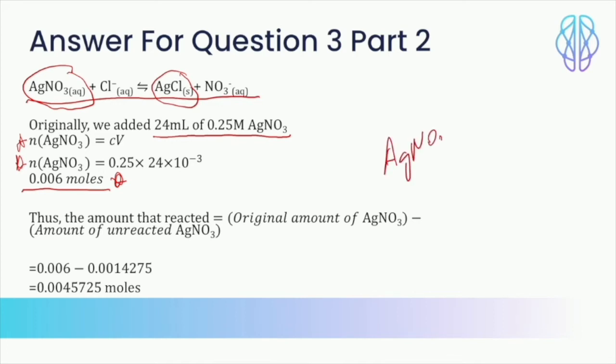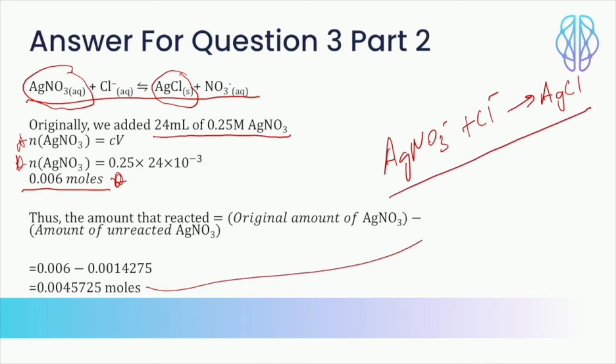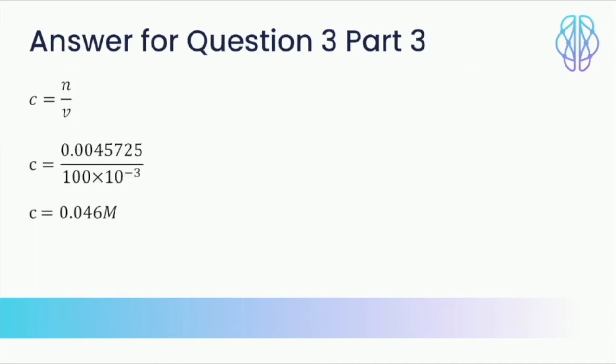that reacted with chloride to give me this here. So exactly 0.0045725 moles were required to react with the amount of chloride present in solution. Now, if I've got the number of moles of chloride, to find the concentration, C equals n over V. This is my equation. I substitute and I get my answer. Always remember correct significant figures. And the answer you should have got is 0.046 molar if you're following along.